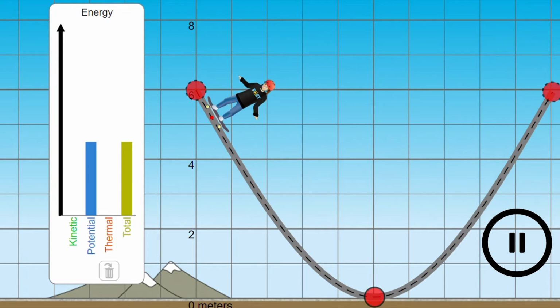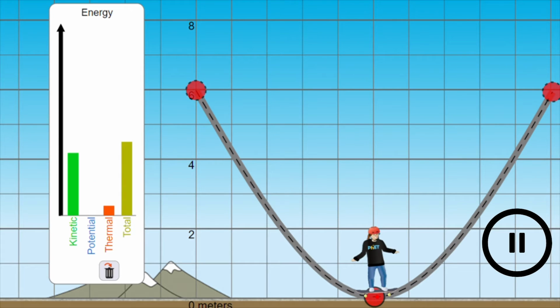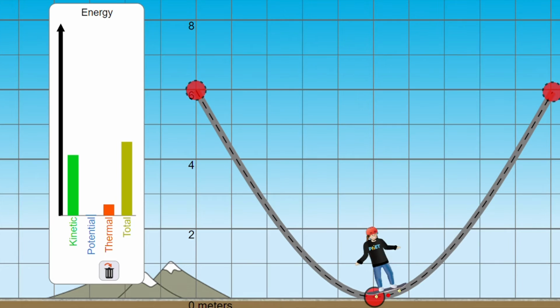Like the previous example, the skater starts with a gravitational potential energy of approximately 3,867 joules, and a kinetic energy of 0 joules. But when the skater reaches the lowest point, not all of her gravitational potential energy is turned into kinetic energy. This is because some of it is converted into thermal energy, meaning that the speed will be lower than it is in the first example.